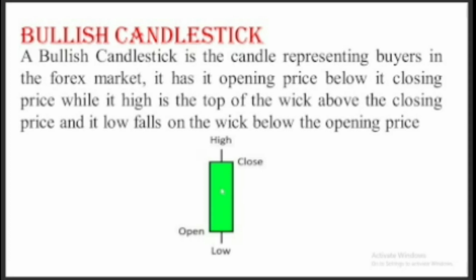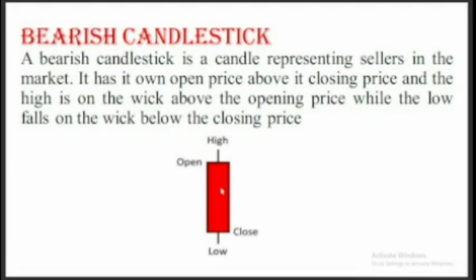If we are to talk about the bearish candlestick, a bearish candlestick is a candle representing sellers in the market. It has its open price above its closing price, and the high is on the wick above the opening price, while the low falls on the wick below the closing price. You see, the highs and the lows don't change, but the difference between a bullish candlestick and a bearish candlestick is the opening and the closing price. For a bullish candlestick, the opening price is always below while the closing price is above.